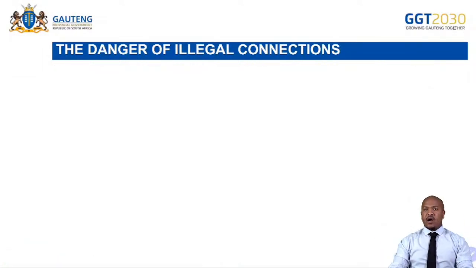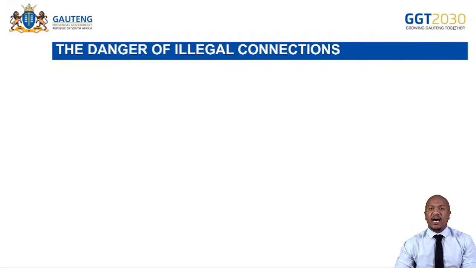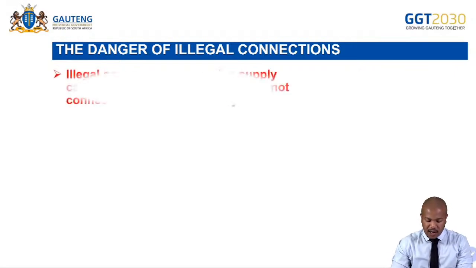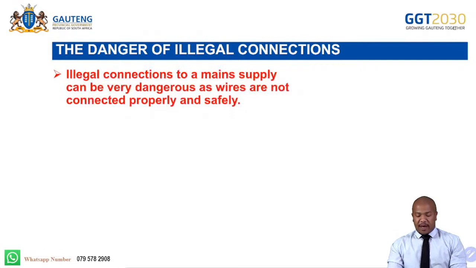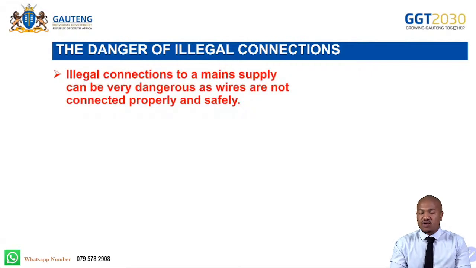Now let's look at the dangers of illegal connections. Illegal connections to a main supply can be dangerous as wires are not connected properly and not connected safely. This can cause dangers in the household and in the community as a whole.